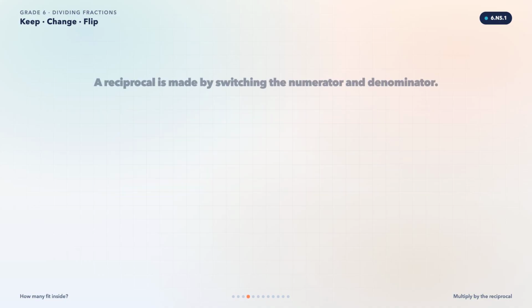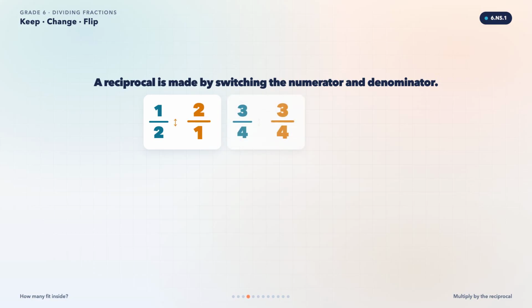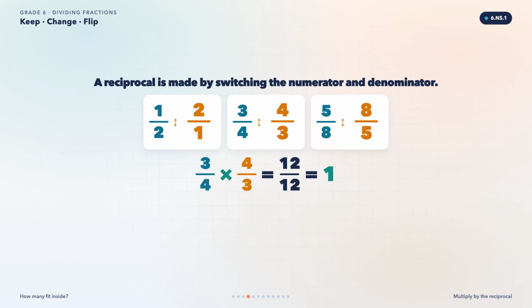Before the shortcut, we need a special partner for every fraction. It's the reciprocal. A reciprocal is made by switching the numerator and the denominator. 1/2 flips to 2 over 1, which is just 2. 3/4 flips to 4/3. 5/8 flips to 8/5. Why are they special? A fraction times its reciprocal always equals 1. 3/4 times 4/3 is 12/12, which is 1. Reciprocal means flip the fraction.